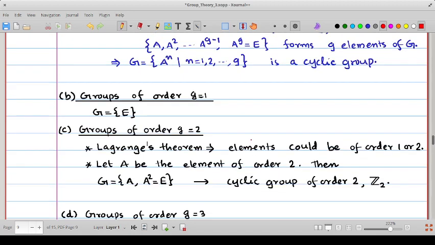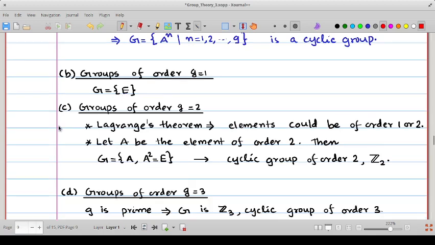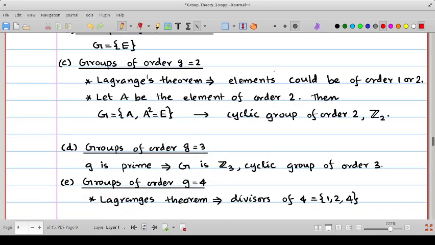So now we first consider the number of distinct groups of order 1. So G is equal to 1, and therefore the group contains only one element, and that should be the identity element. So the group of order 1 is simply the group containing a single element, which is the identity. Now group of order 2.